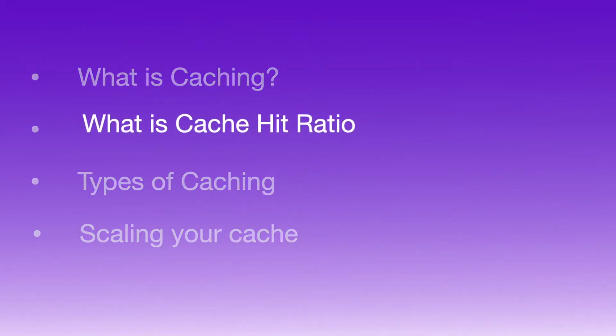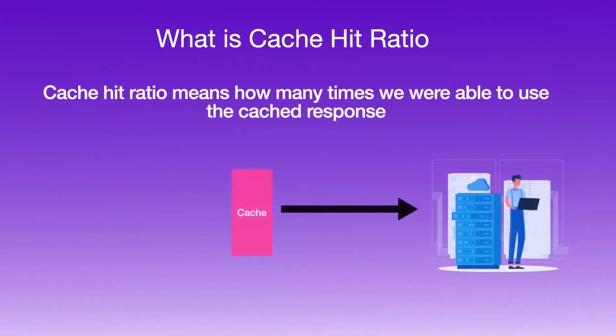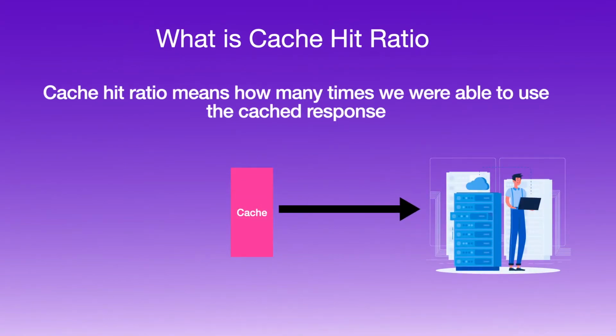Now let's explore what is cache hit ratio. A cache hit ratio is a very important metric to measure the performance of our caching system. It means how many times we were able to use the cached response.